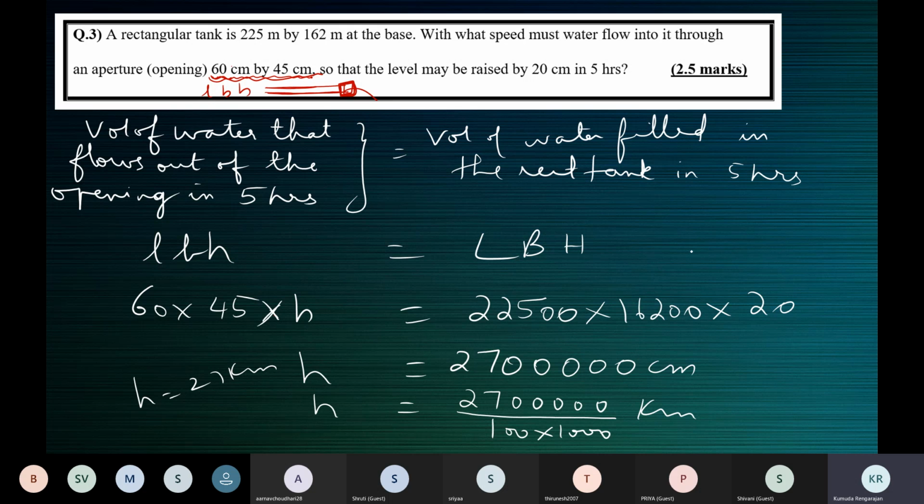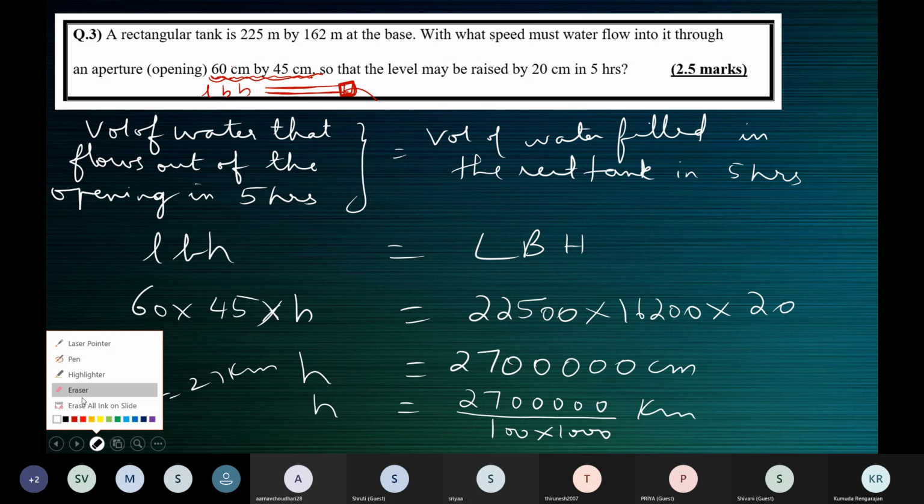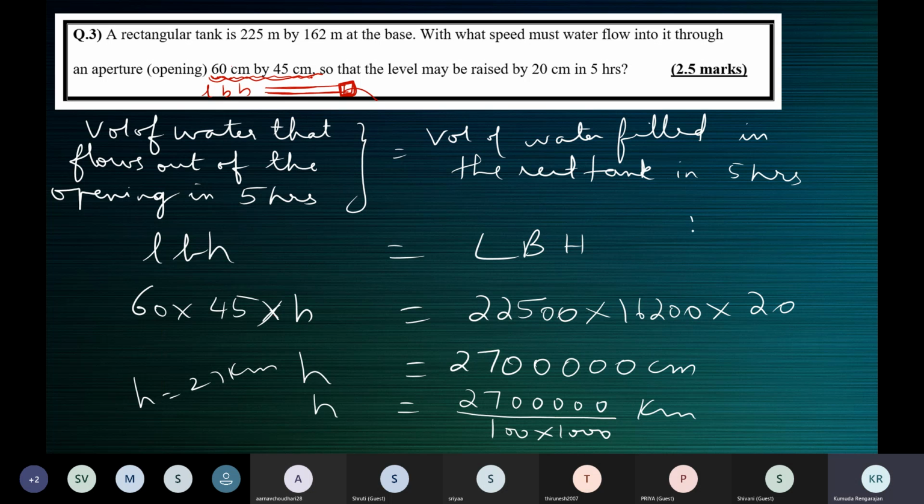Say you're saying I can go 12 kilometers in 3 hours on your cycle. So what is your speed? 12 by 3, 4 kilometers per hour. Speed is distance by time: distance 12 kilometers by time 3 hours, 12 by 3, 4 kilometers per hour.